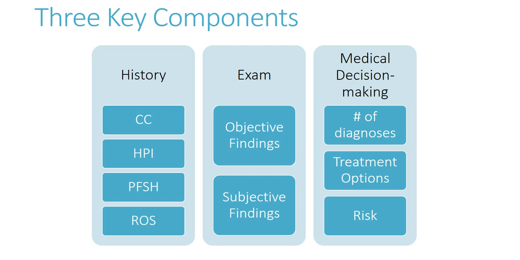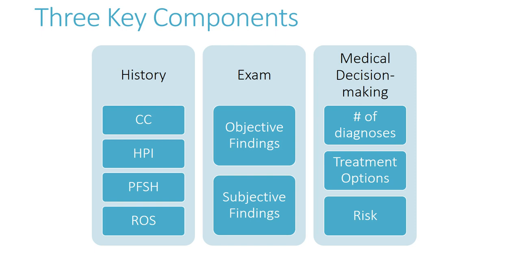Now, all of those components have individual categories and elements within them that are defined in the documentation that you were assigned for reading. So I won't repeat these here, but please refer to those materials to see the more detailed information. Exams are made up, of course, of objective findings and subjective findings. And of course, objective findings are things that the clinician actually observes and can measure, and subjective findings are things that the patient tells you, such as, "It hurts when I do this."